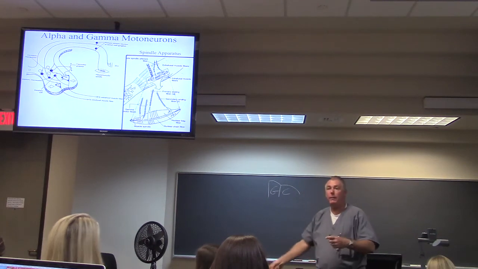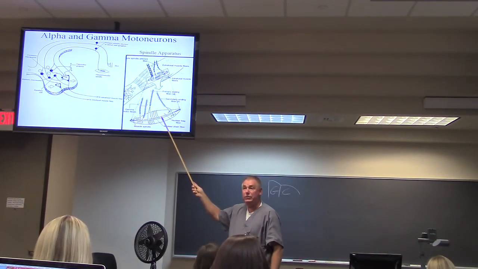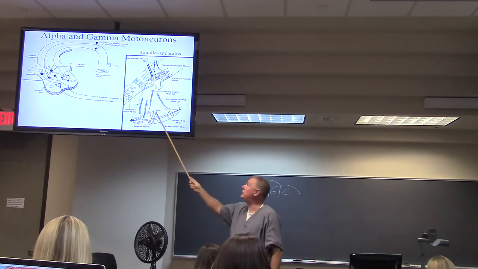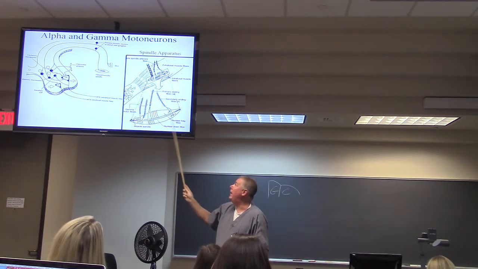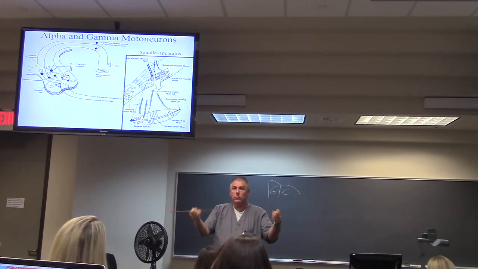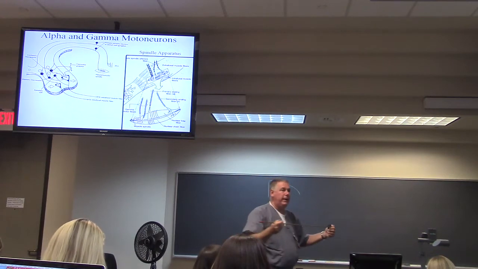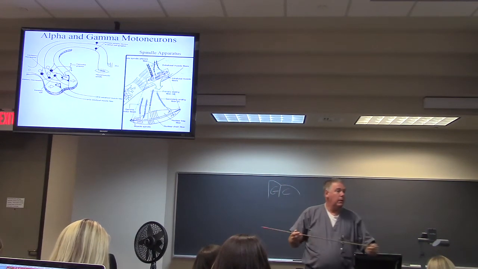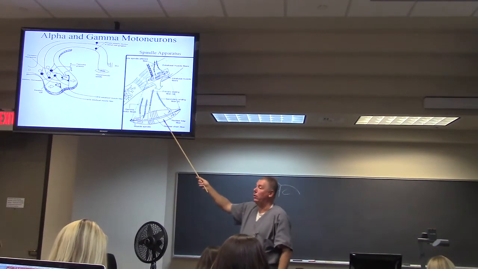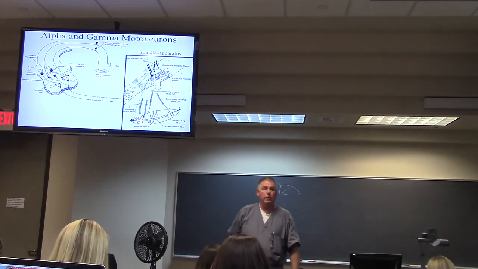If you contract the muscle, you have to also contract this to maintain tension on it. If you just contract the muscle, and not this, then it becomes not taut. So it's not able to give you any information. So you have to maintain tension on the intrafusal fibers, just like you do the muscle. Okay?